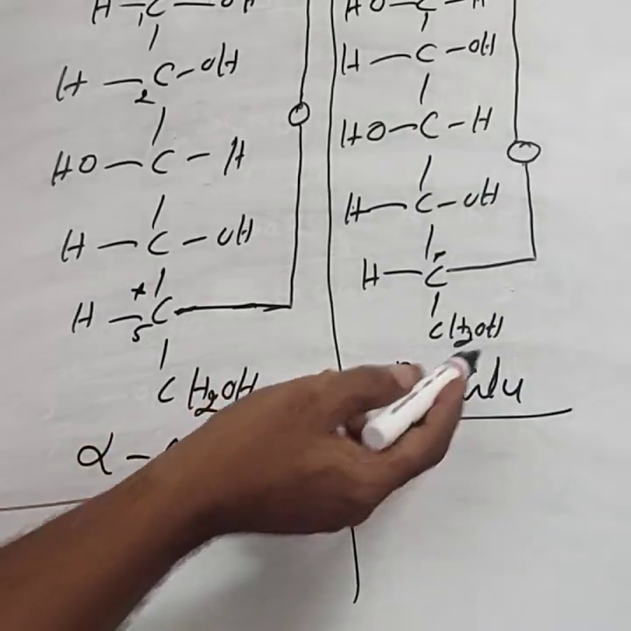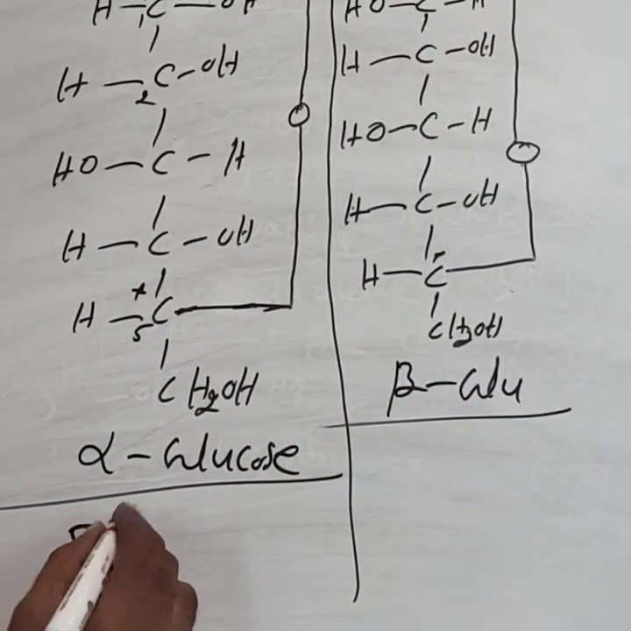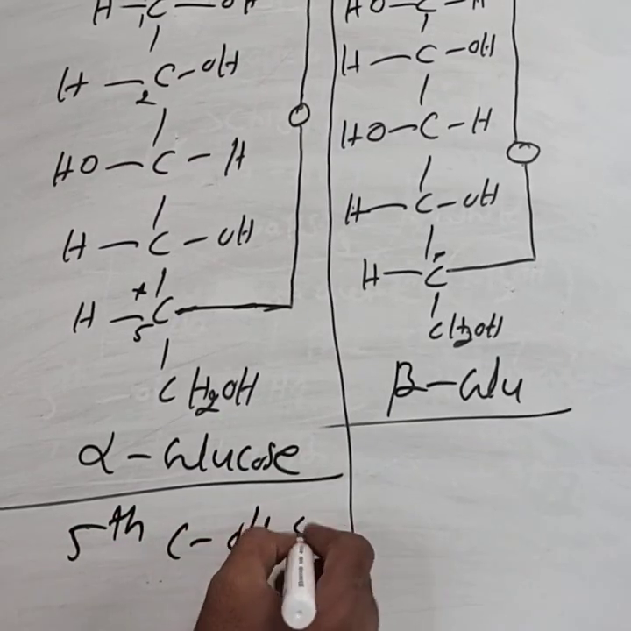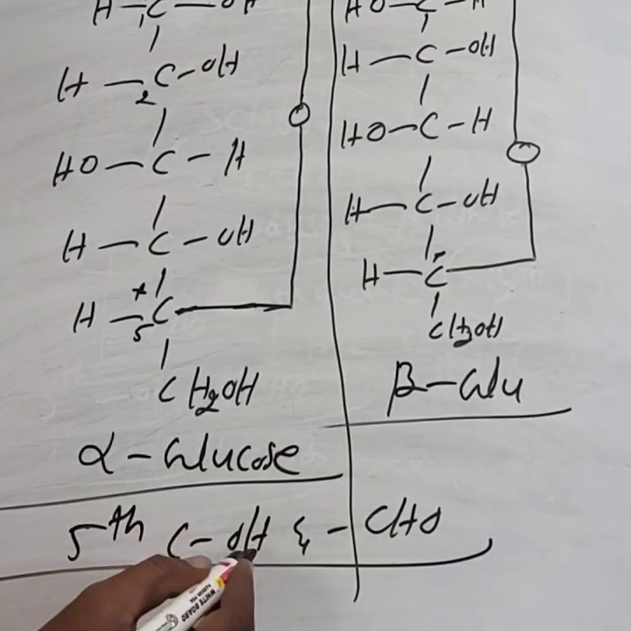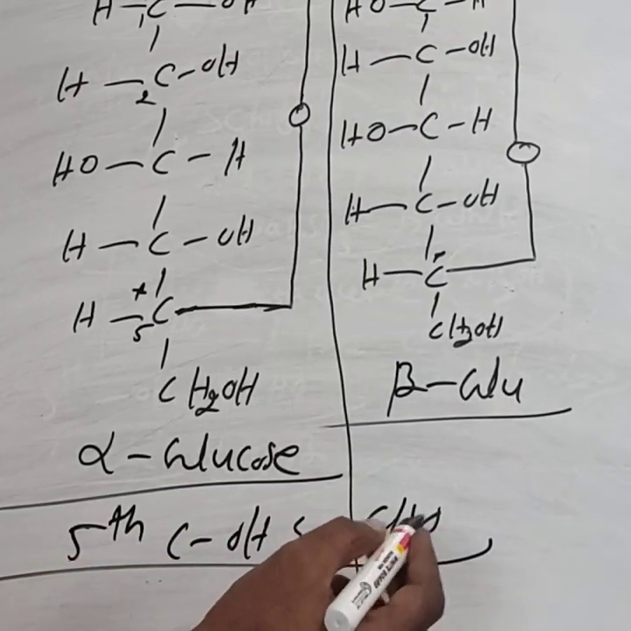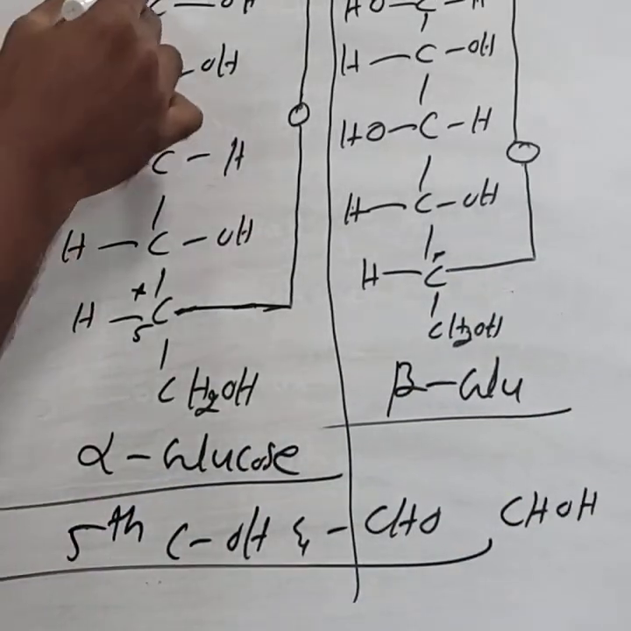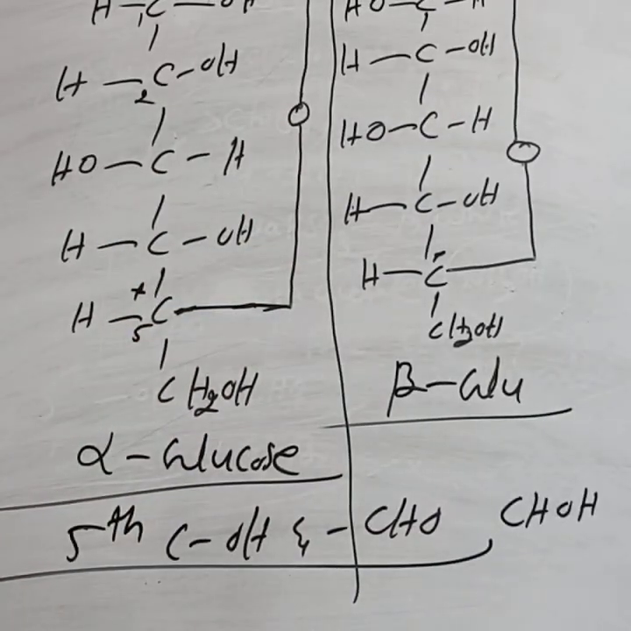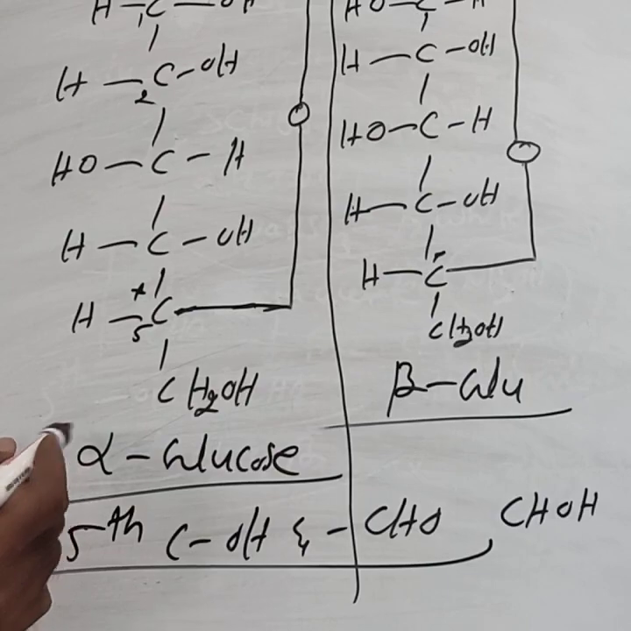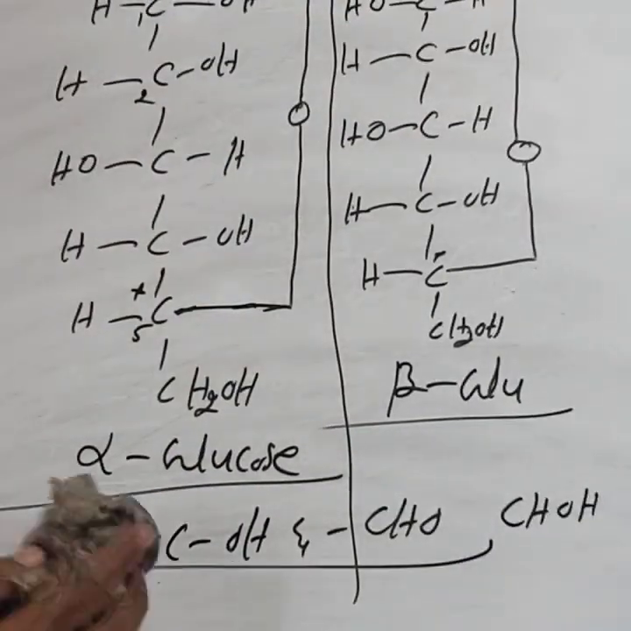How do alpha glucose and beta glucose arise? The fifth carbon atom's OH group combines with the CHO aldehyde group to form CHOH, and the first carbon and fifth carbon are again joined by oxygen. Thereby alpha glucose and beta glucose arise. This is about the cyclic structure of glucose.